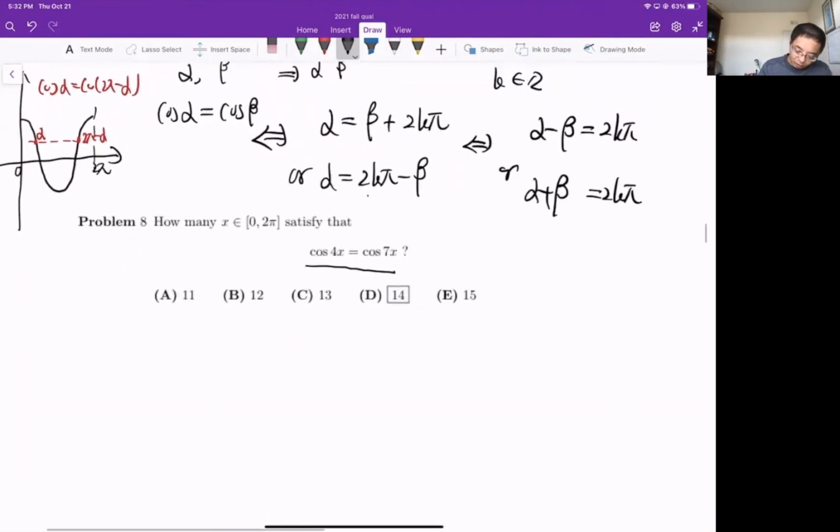Now, let's go to our case. Let's do case 1. In case 1, we have 7x minus 4x equals 2k pi, right?